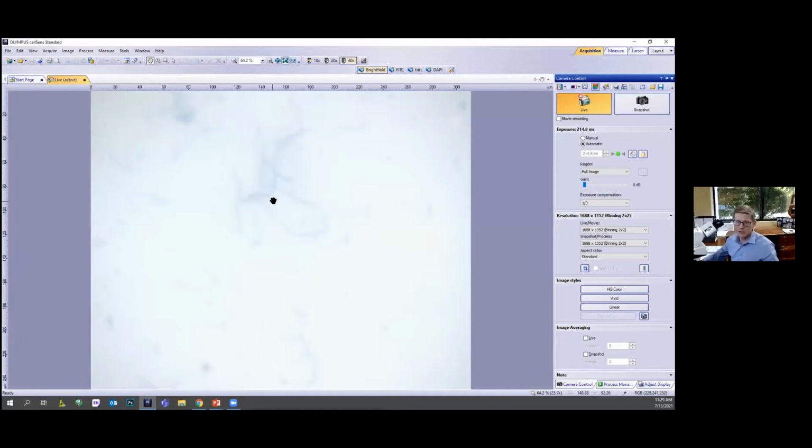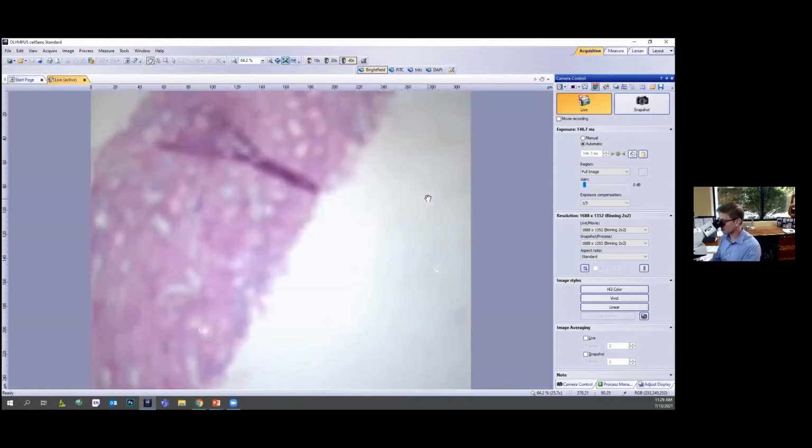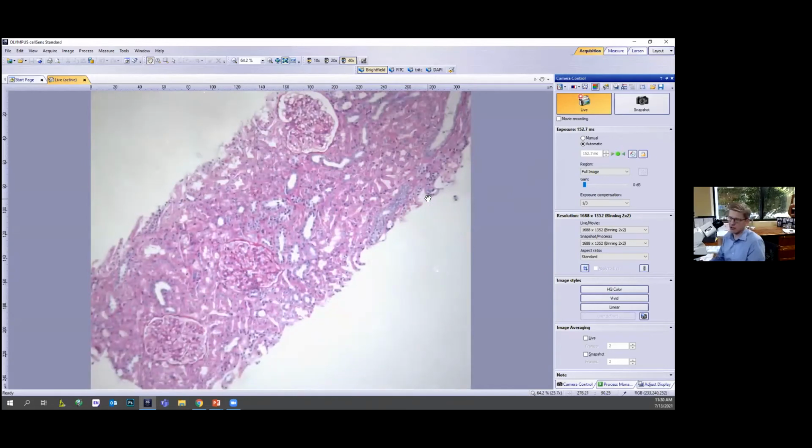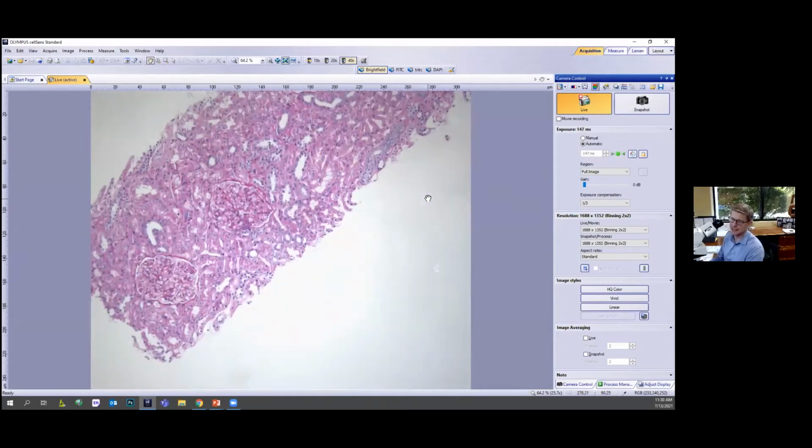And by the way, we talked about light microscopy, immunofluorescence microscopy, electron microscopy. All of these are routine parts of a kidney biopsy. So we usually do all of those in every kidney biopsy. So let me just start off by showing you a normal kidney. And then I'll show you a couple of examples of disease states in a kidney.